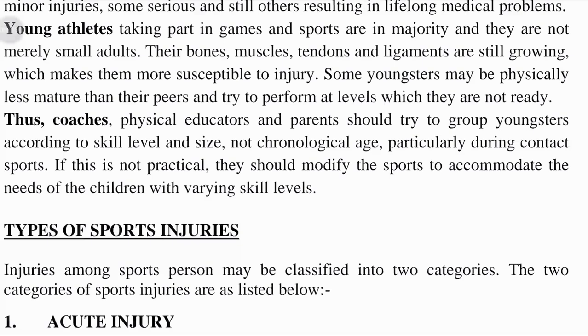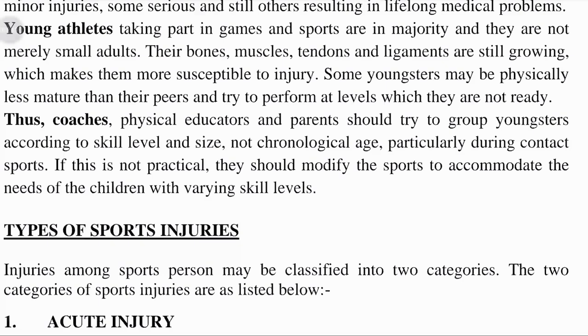Physically less mature means relating to body maturity. Then there's a way in which a peer, a person who is of the same age, performs, meaning to take part. Not ready means unprepared for that competition.